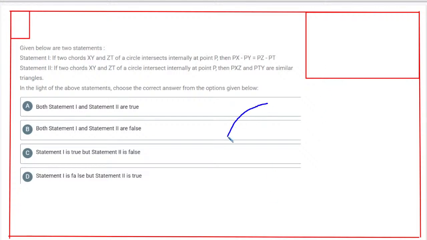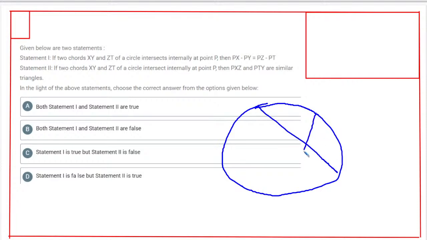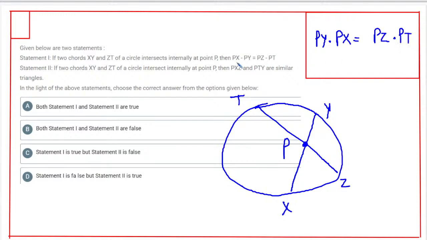There is a circle, 2 chords intersect xy and zt intersecting at P. Property is what? Property is Px multiplied by Py is equal to Pz multiplied by Pt. This is the property. So this is not the difference which is equal. This is the multiplication, so this is a wrong statement.